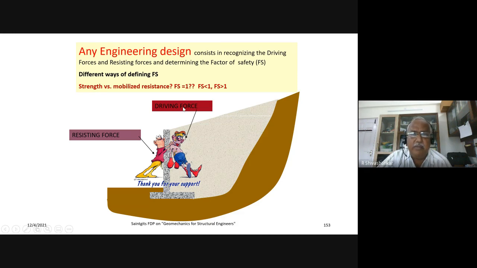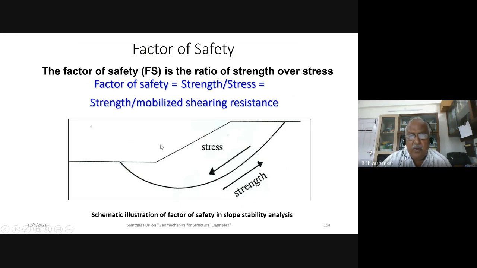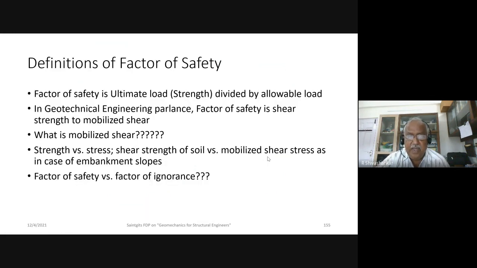It's like a boxing match, a boxing bout. So it's always that the resisting force should be more than driving force. So the ratio of that, we call it as the factor of safety. So the driving stresses and the shear strength. The shear strength could be cohesion, could be friction, and also the shear strength, the roots.